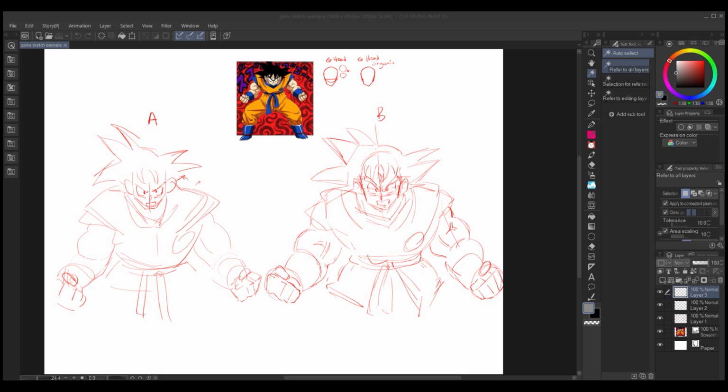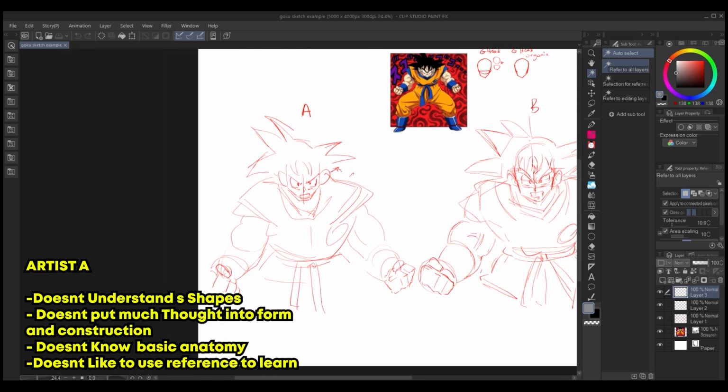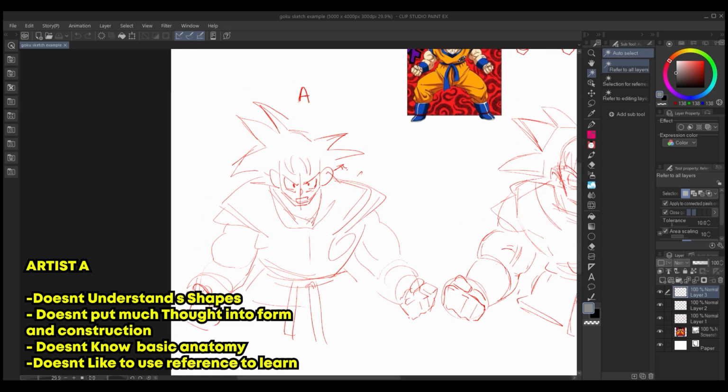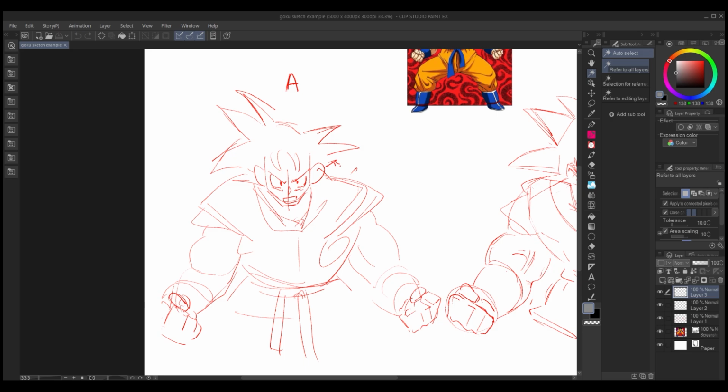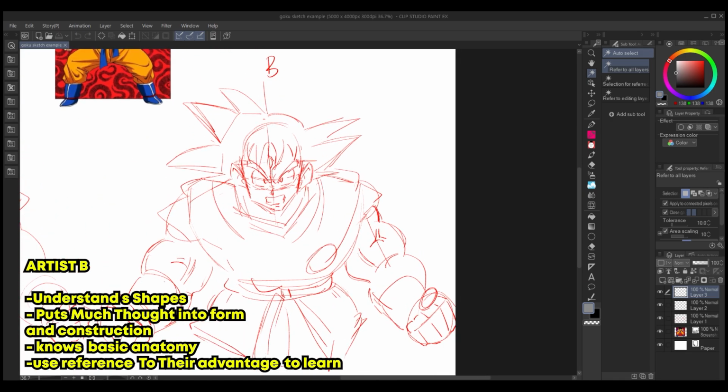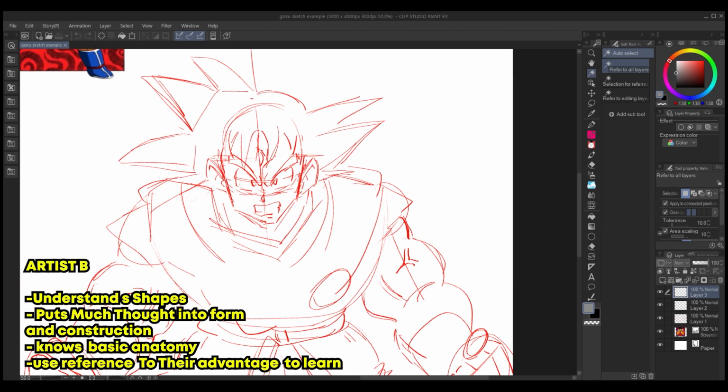On the left, we have artist A with a character built with no real thought to the structure. The forms are all over the place, making the drawing come across less clear and overall less appealing. But take a look at the character on the right from artist B. It's stronger, more visually appealing, and hints more of an artist having a better understanding of their structure and form than artist A.